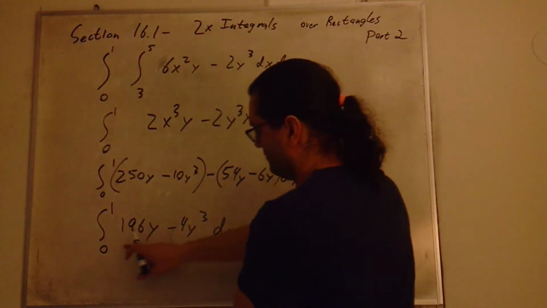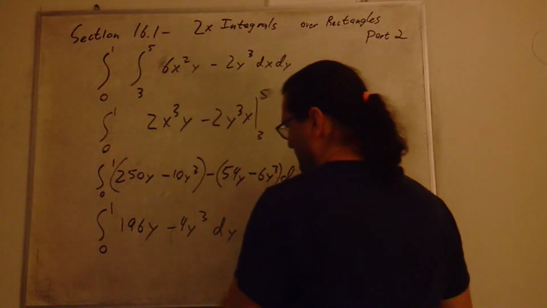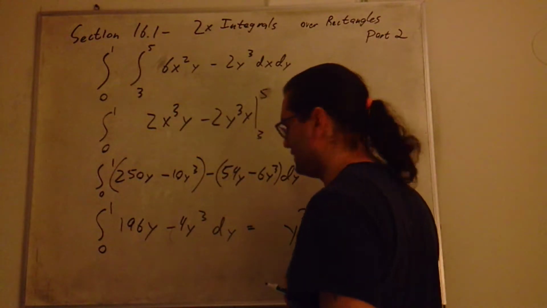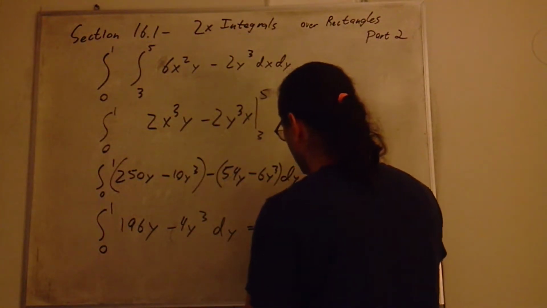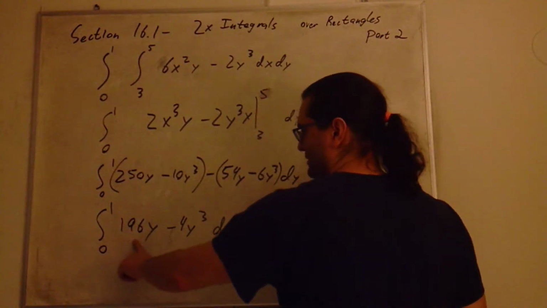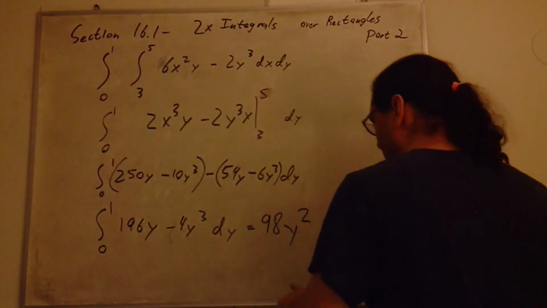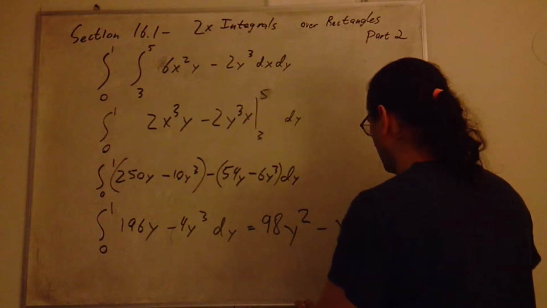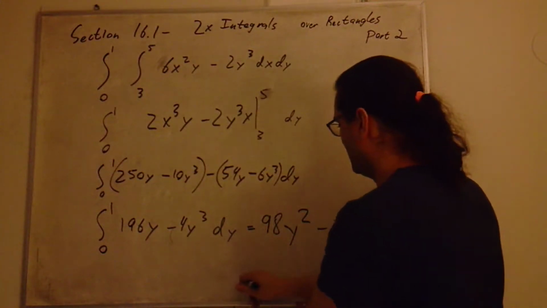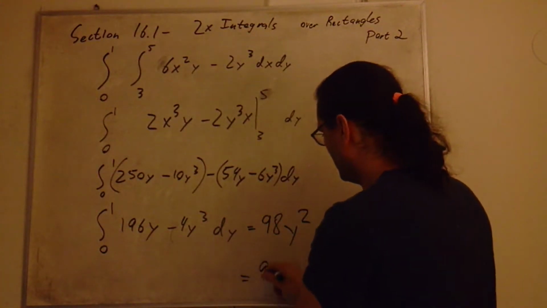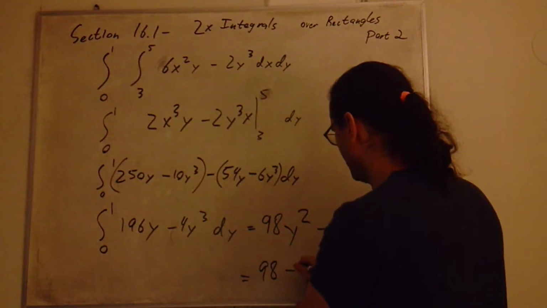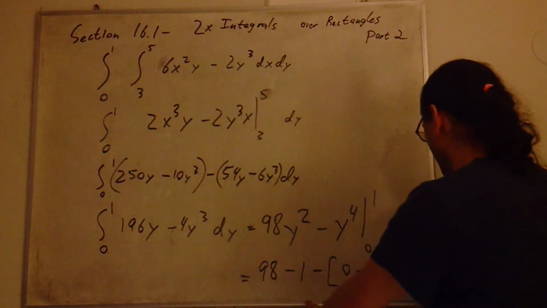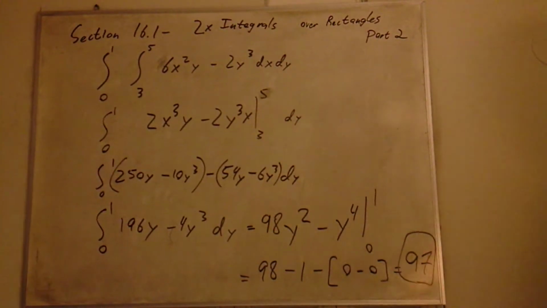So this will become y squared times 196 over 2, which should be 98. Yeah, this is 4 less than 200, so this should be 2 less than 100. Okay, 98 y squared minus y to the 4th, evaluated at 0 and 1. That should give me 98 minus 1 minus 0 minus 0. 97 is the final answer.